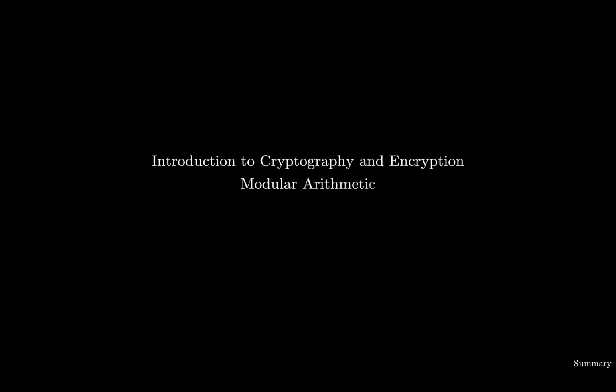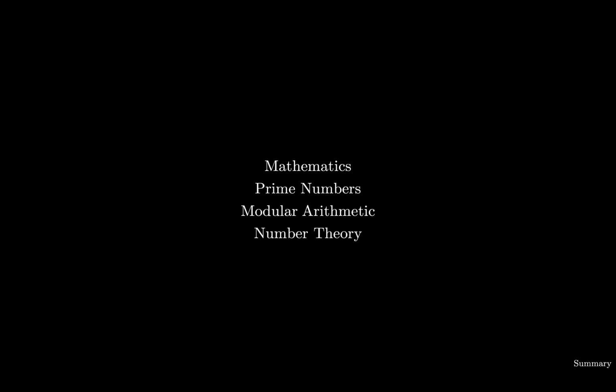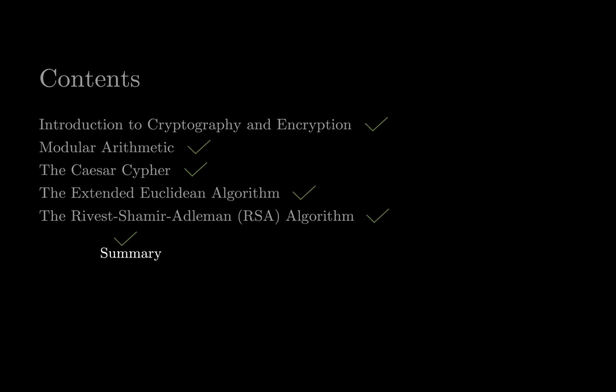To summarize, in this video, we've talked about what encryption does and why it's important, modular arithmetic, the Caesar cipher, the extended Euclidean algorithm, and the RSA algorithm, which is one of the world's best algorithms in computer science and cryptography. As we've seen in this video, mathematics, prime numbers, modular arithmetic, and number theory, all these are integral to encryption and cryptography.